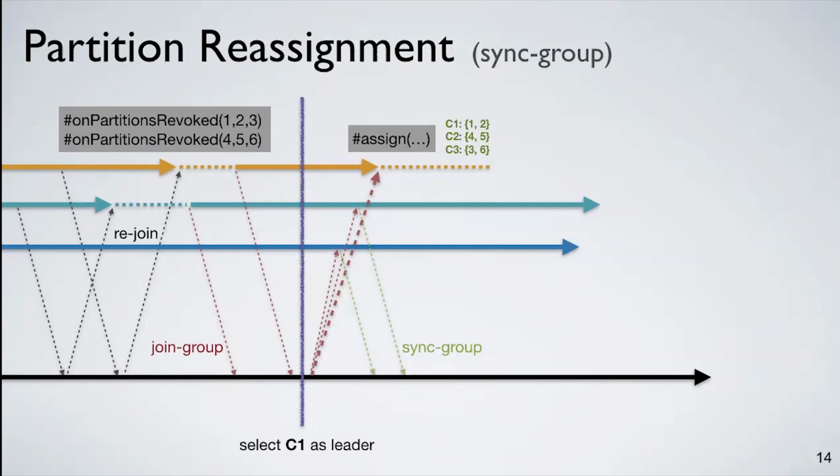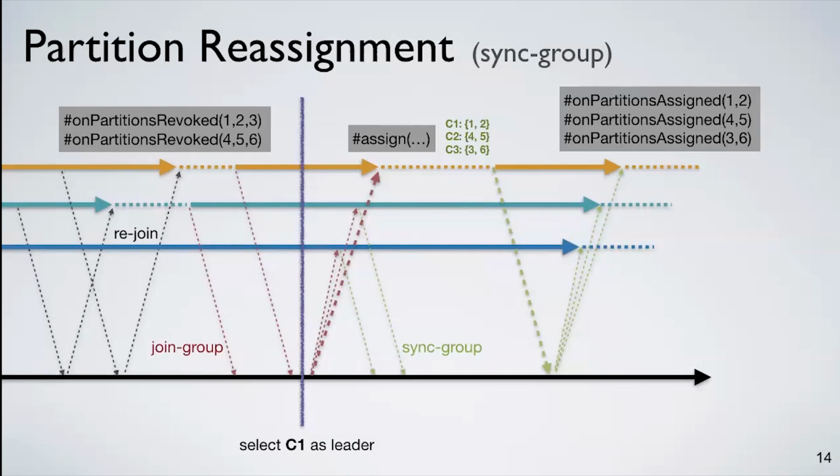And after it has done this assignment, it can now send this assignment as a whole, encoded in its own sync group request, to the group coordinator. And then the group coordinator can propagate this assignment to each one of the members. And after receiving this response, the members will now assign those partitions back to themselves and trigger the other callback, namely on-partitions-assigned, to, for example, reinitialize your states for your processing, and then normally process your data after you have assigned those partitions.